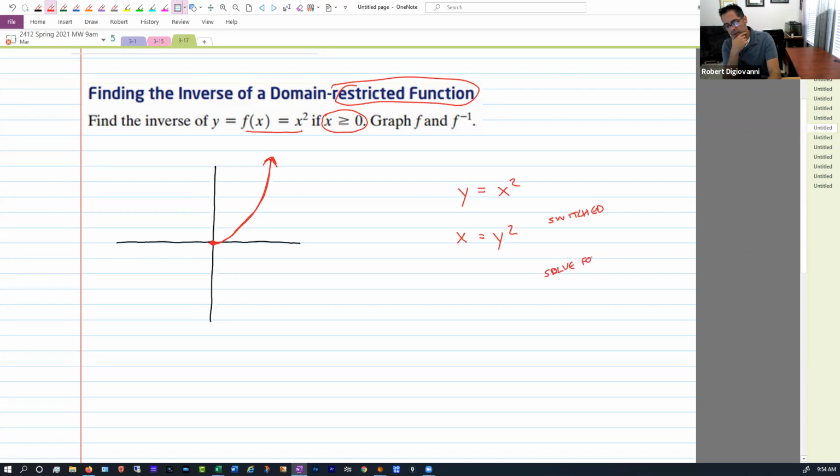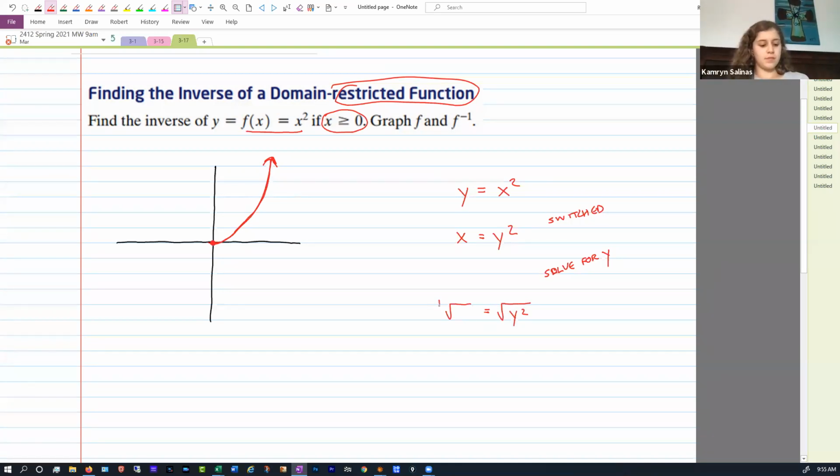How would I solve for y here? I almost have it, don't I? Take the square root of both sides. I have to take the square root, right, on both sides. Now, anytime that you take the square root on both sides of an equation, what do you have to do? Put the plus or minus. Plus or minus, good.